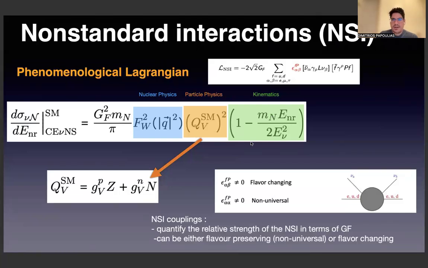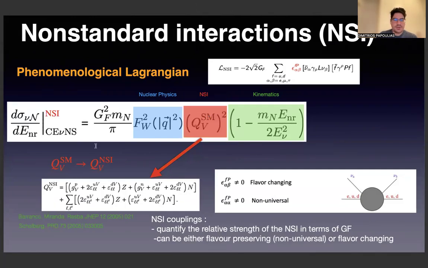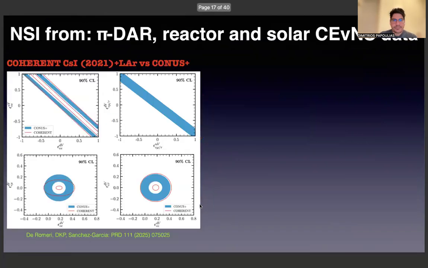And in the case of NSI, if we activate NSIs, this particle physics content will be updated to account for NSI. So the NSIs are accommodated by this parameterization of the weak NSI charges. The first row contains the flavor preserving terms and the lower row contains the flavor changing terms. These NSI couplings, like I said before, quantify the relative strength of the NSI in terms of the Fermi constant and can be either flavor preserving or flavor changing. So we have put constraints on both types of these parameters.